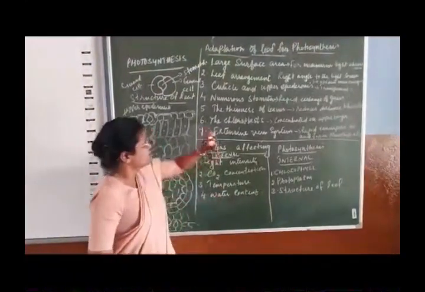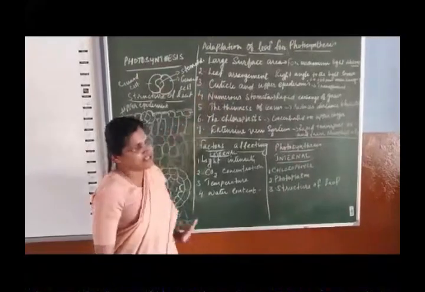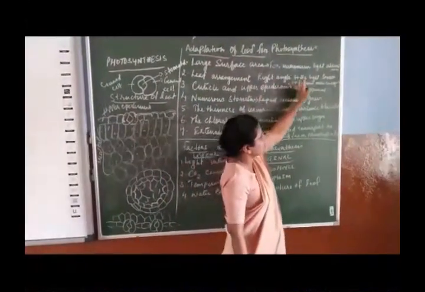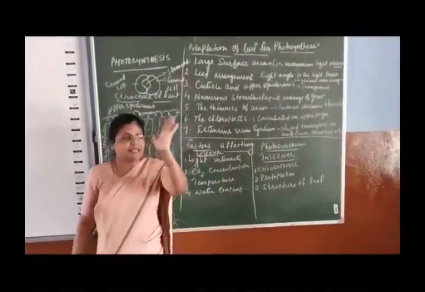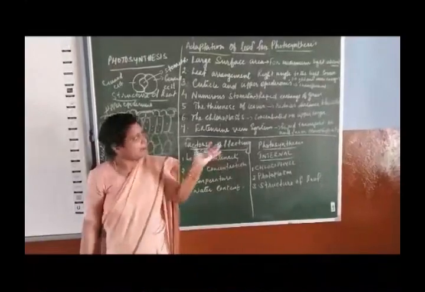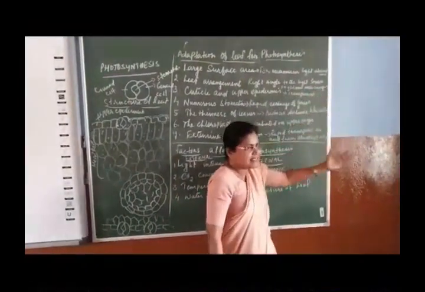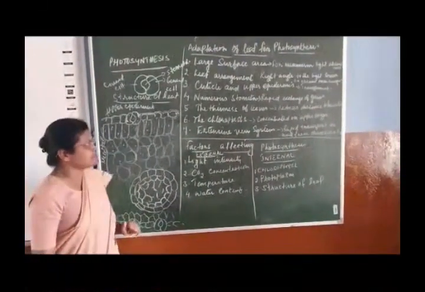The second adaptation that the leaves normally have is the leaf arrangement. Normally the leaves are arranged at right angles to the light. Meaning, if the leaf is arranged at a right angle, automatically it can obtain more energy and in turn it enhances the efficiency in the rate of photosynthesis.